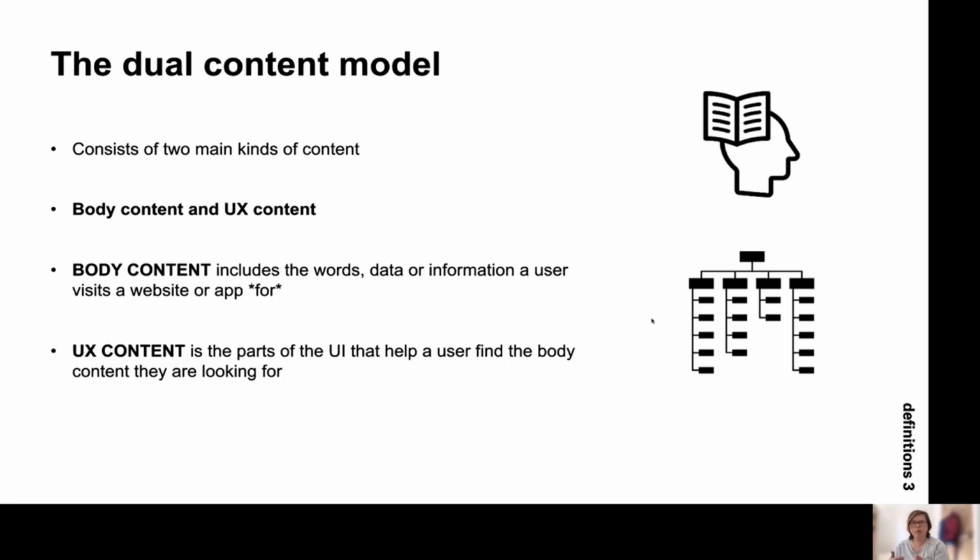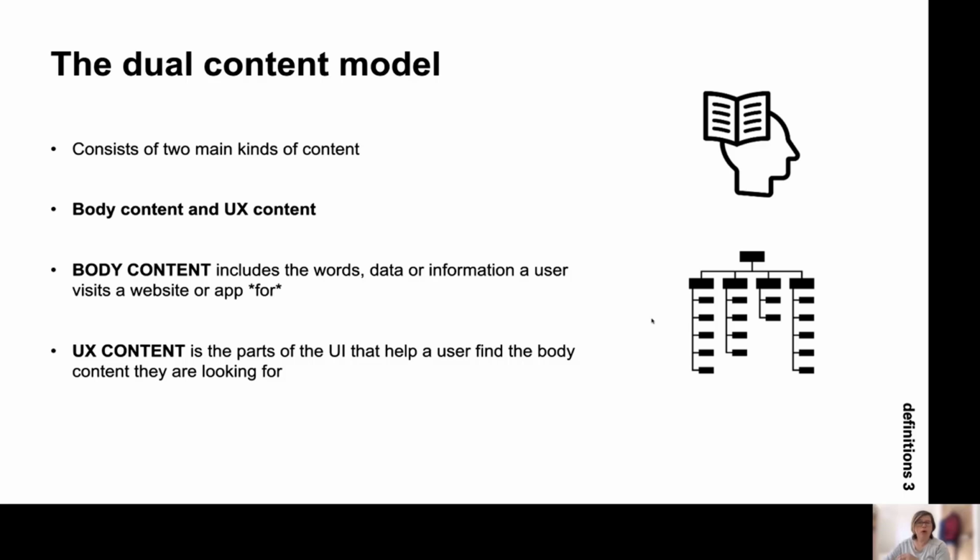And that can be a blog post, it can be a map, it can be a list of things, it can be some data, it can be tables. But the user has gone to a place to find this content, and that's the body of the website or app. And the UX content is the parts of the design which help the user get to what they need and what they want to find. And that is all the things that I mentioned before.